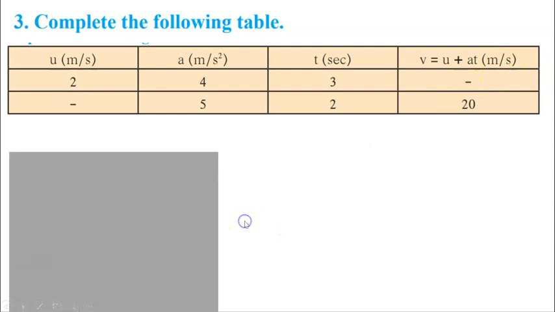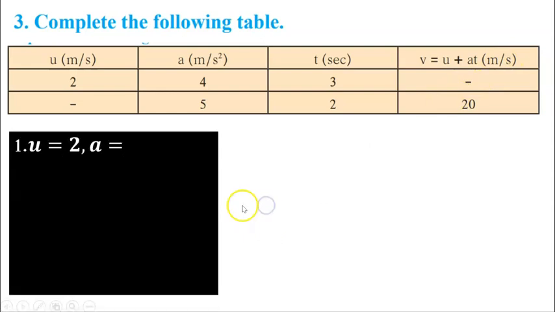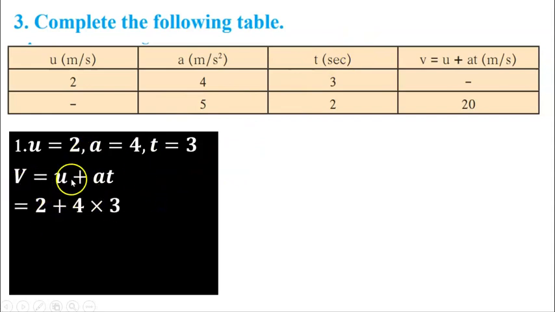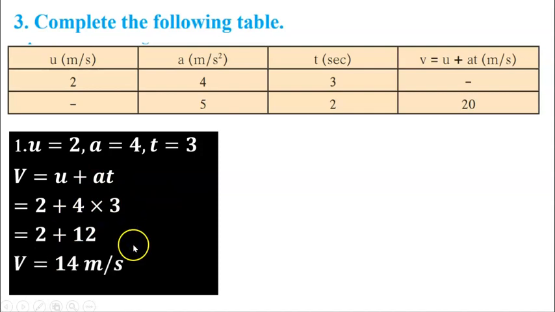Now see this here. It's very interesting. Here the value of u is given: u is equal to 2, a is equal to 4, t is equal to 3. We want to find out v. Therefore, first equation v is equal to u plus at. u means what? 2 plus a is 4 into 3, and 4 into 3 means what? 12. 2 plus 12, therefore v is equal to 14 meter per second, and this is the final velocity.